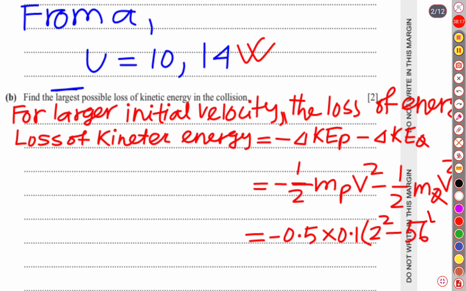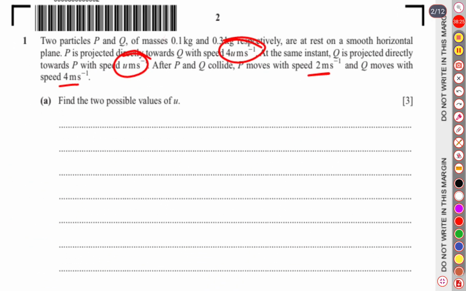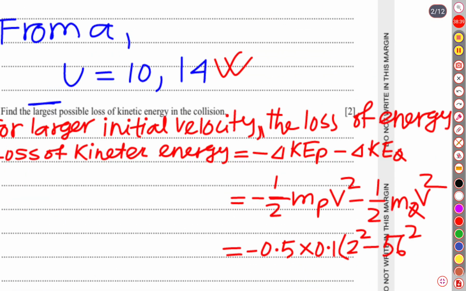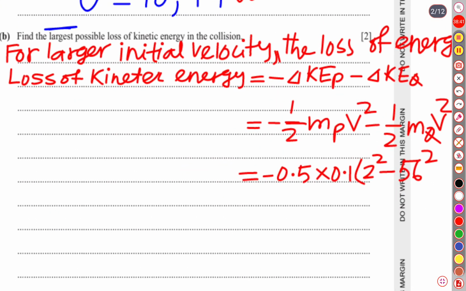Please don't get confused about how it is 56 square. Once again I am showing, the initial velocity of P is 4u. So if u is 14, then 14 into 4 means 56. That's why for P the initial velocity was 56 meter per second.